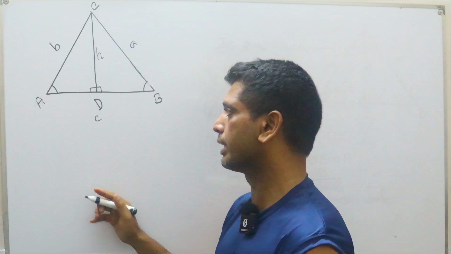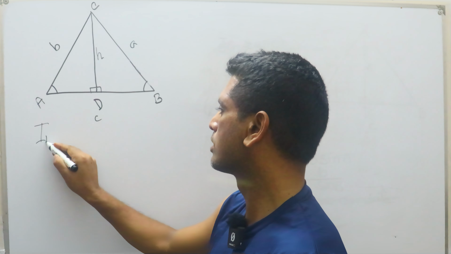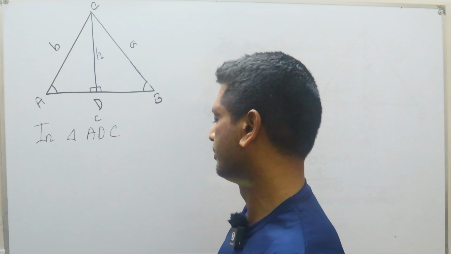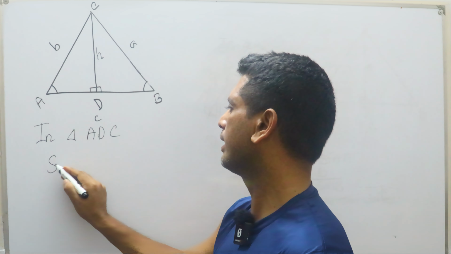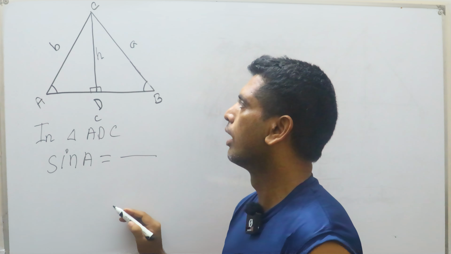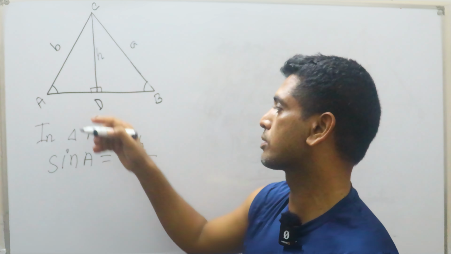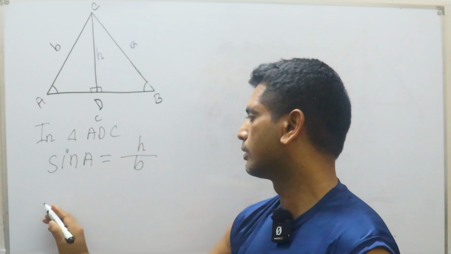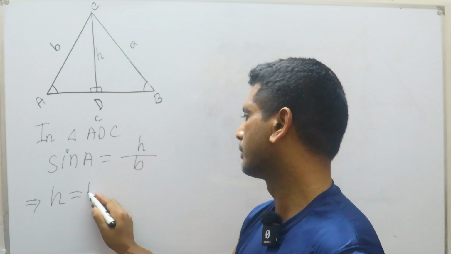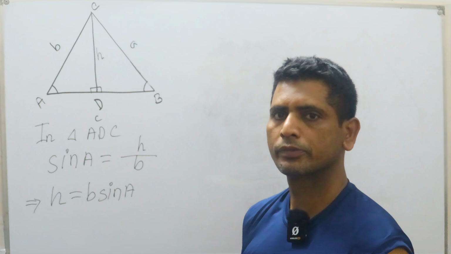So, in triangle ADC, sin A equals the perpendicular h divided by the hypotenuse b. That means h is equal to b sin A.